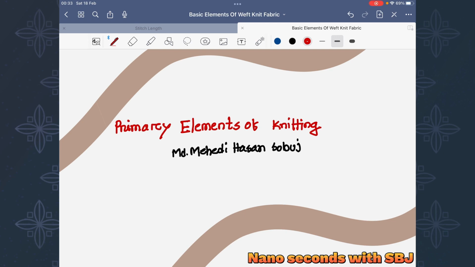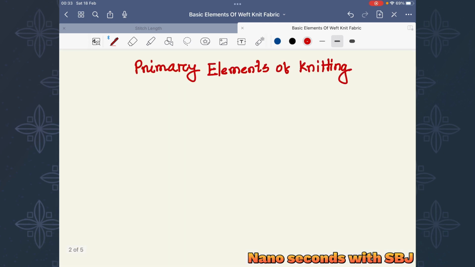So let's start. At first you have to know about the primary elements. So what is a primary element? In a word, if you want to complete the knitting cycle, you must knit these elements. Without them, you can't make a knit structure or knit loop. So these elements are called primary elements.